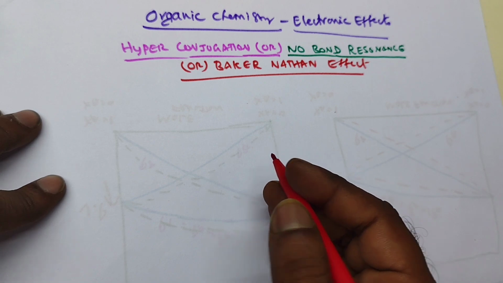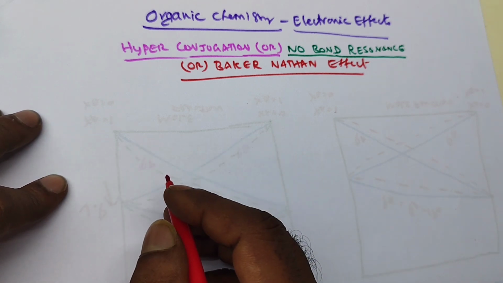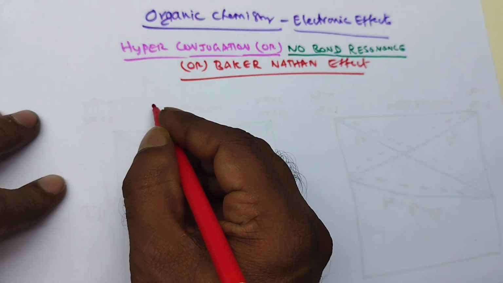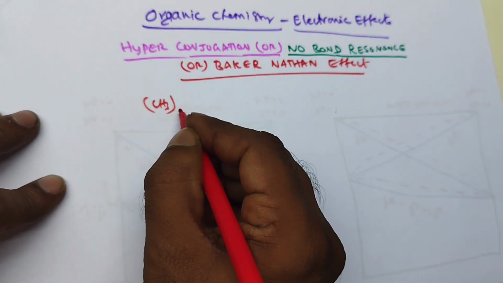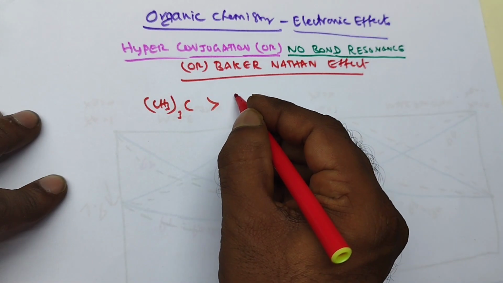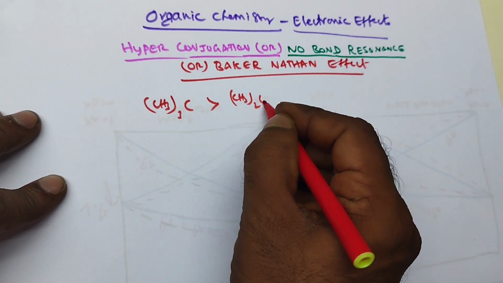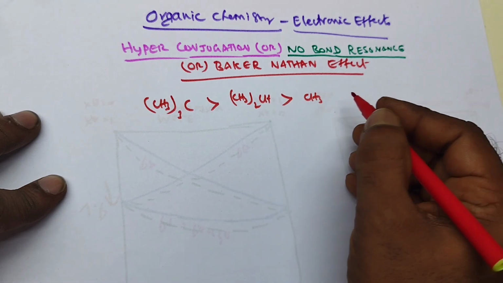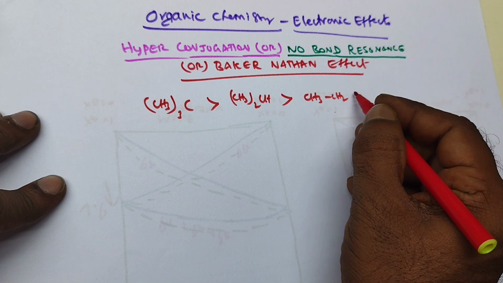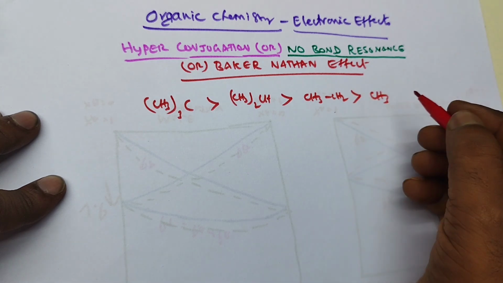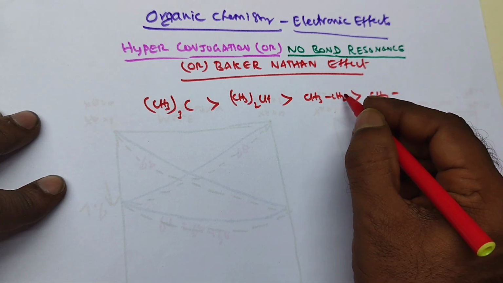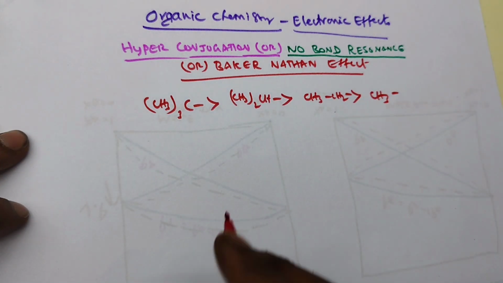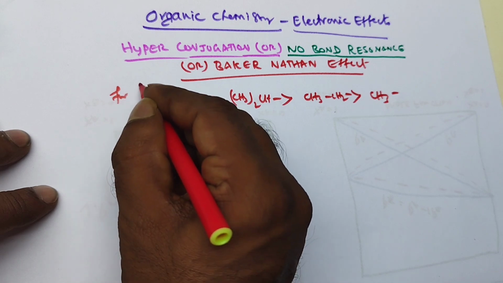Normally, as in the last class, the inductive effect of the alkyl groups on a saturated carbon chain follows this order: (CH3)3C is greater than (CH3)2CH is greater than CH3CH2 is greater than CH3. So this is the order for the inductive effect.